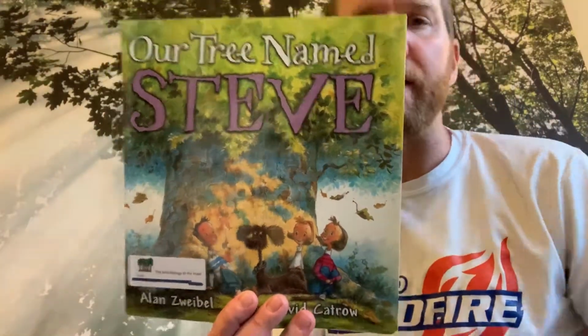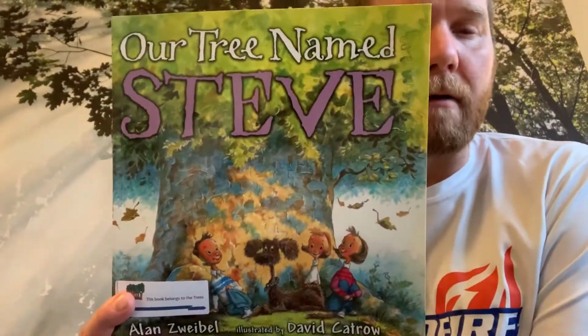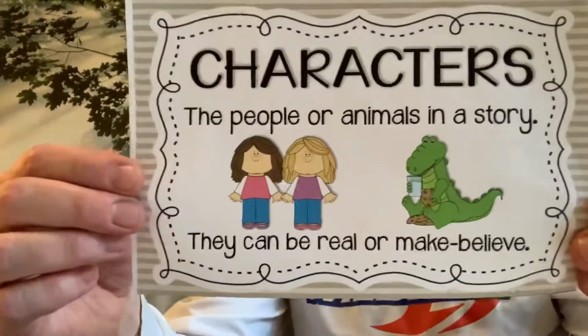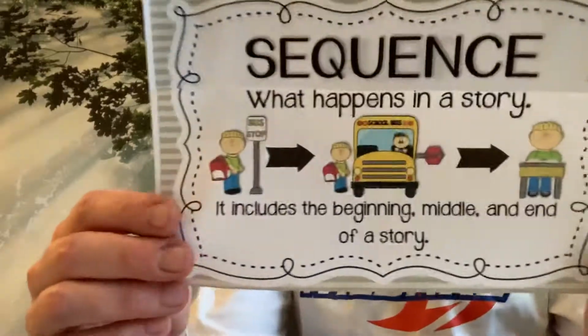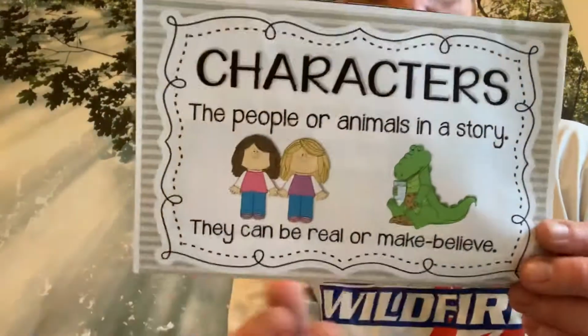I thought maybe I could ask some questions to see if you figured out any of the important things in the book, like the characters, the setting, or if you remember the sequence, the beginning, middle, and end. Now, I know Miss Ford always tells us that good readers are always looking for these things. So real quick, let me explain one more time.